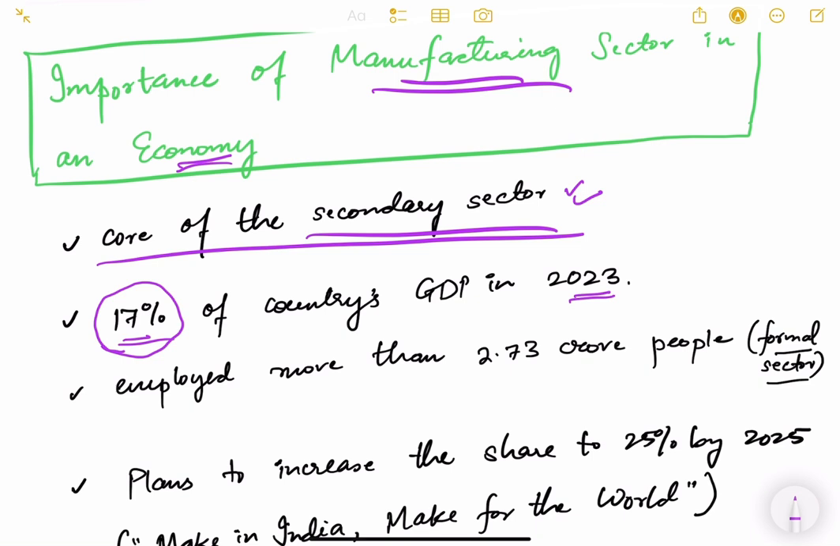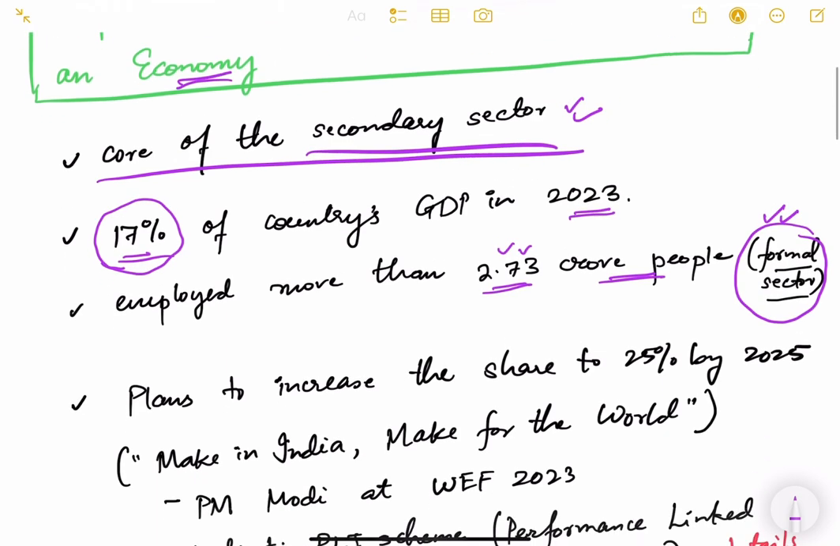It employs about 2.73 crore people in the formal manufacturing industries. Okay, about 2.73 crore people are employed, which is again a very small number when we look at the total working age population of our country. So formal sector employment is very less in the manufacturing sector.